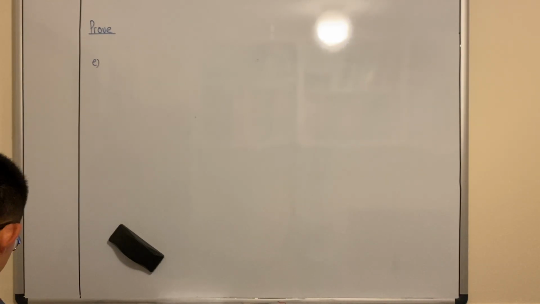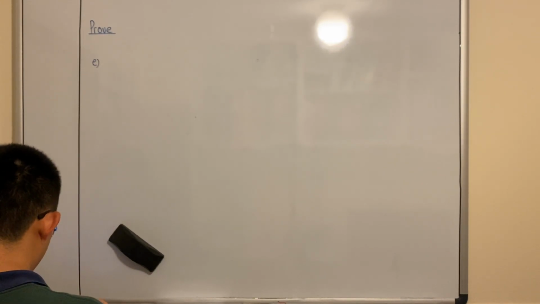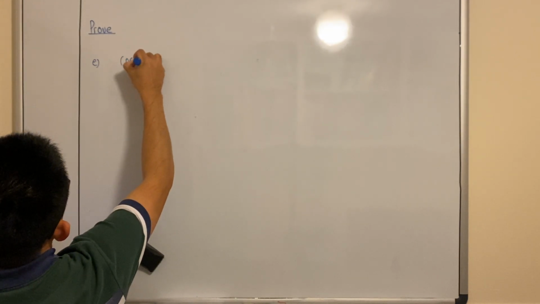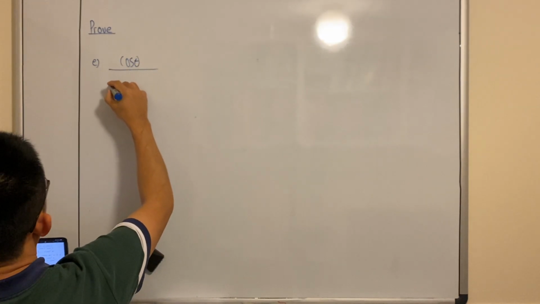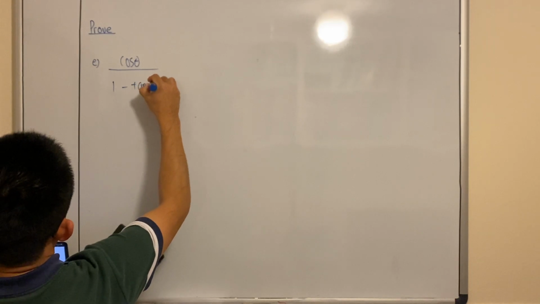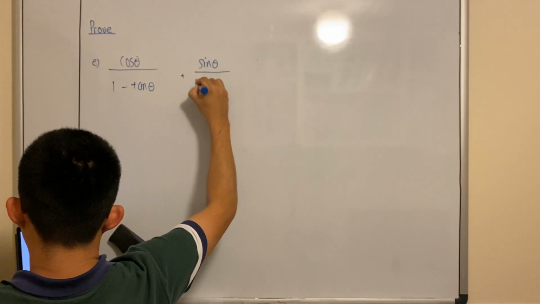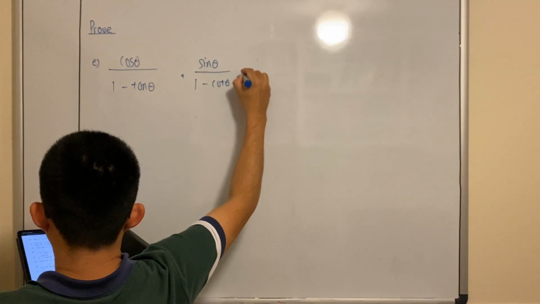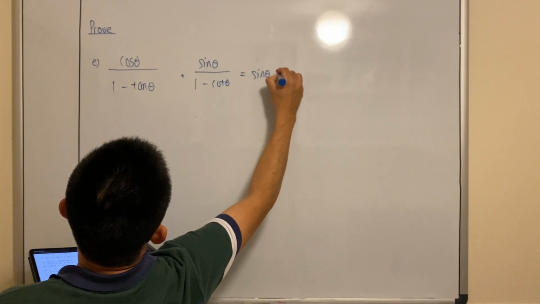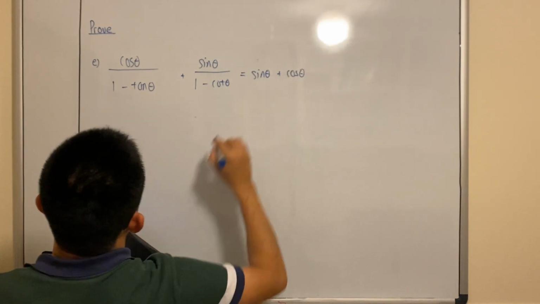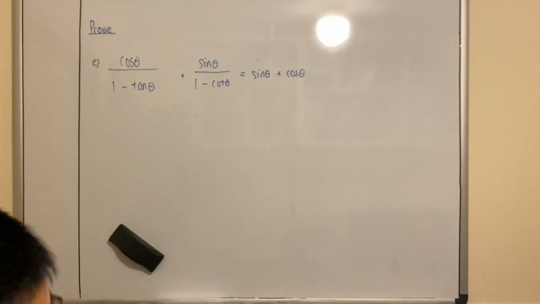Okay, how about we do this one here? That looks pretty easy. Cos theta over 1 minus tangent theta plus sine theta over 1 minus cos theta is equal to sine theta plus cosine theta. All right, here's the question.